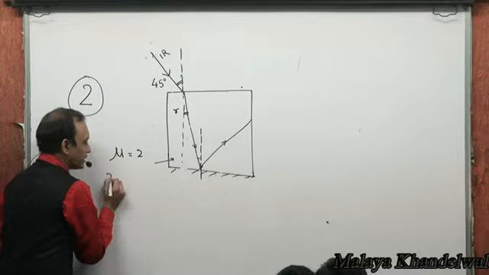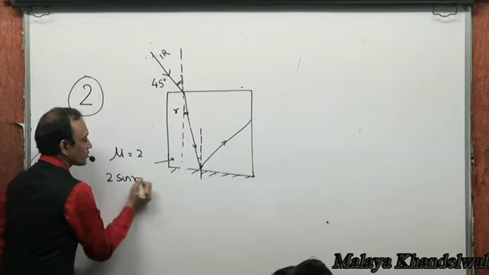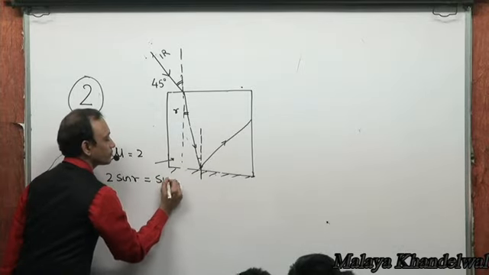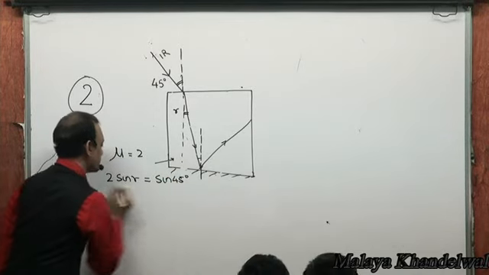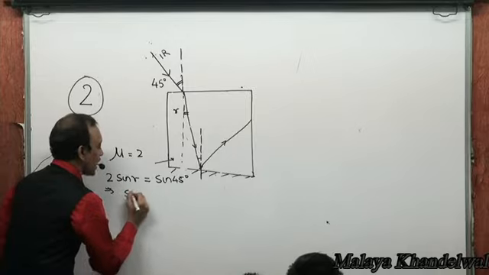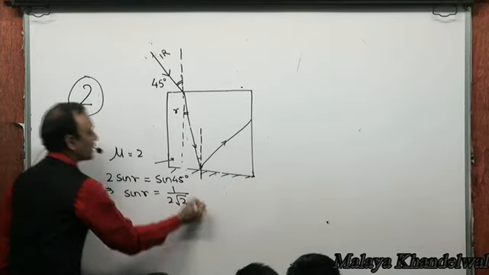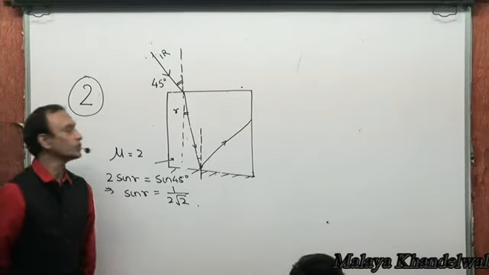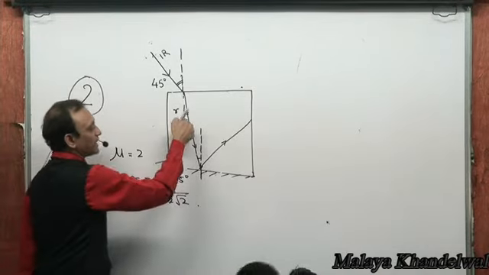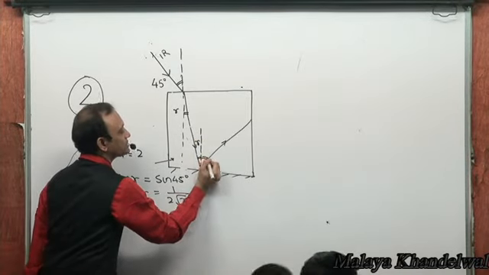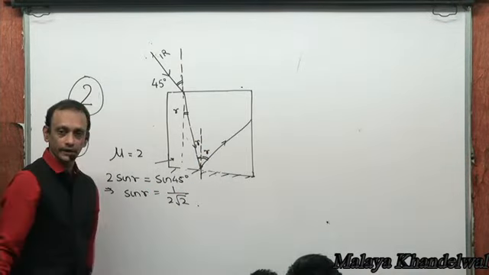Okay. First things first, this angle is r. So mu sine r is sine 45 degrees. So that makes r available to us, sine r is 1 by 2 root 2. Now, this angle is r. What is this angle? Angle of reflection? r. Right?